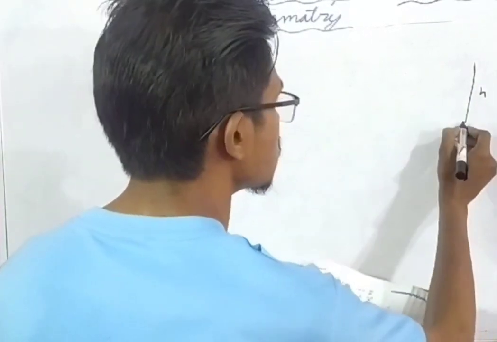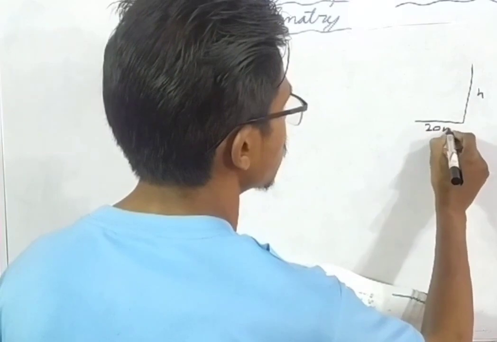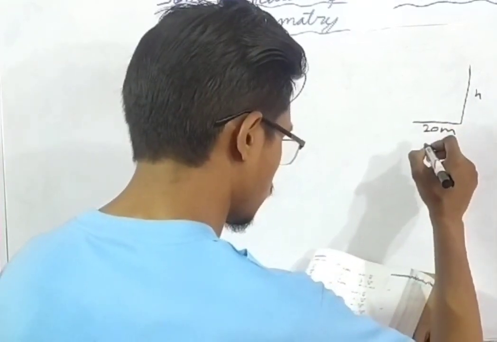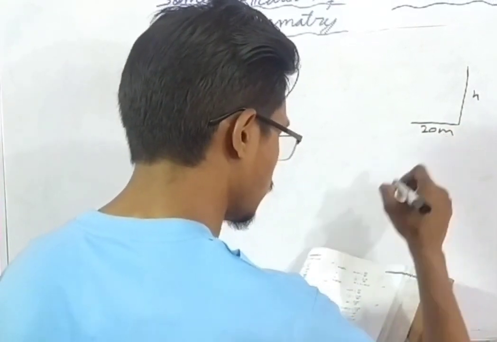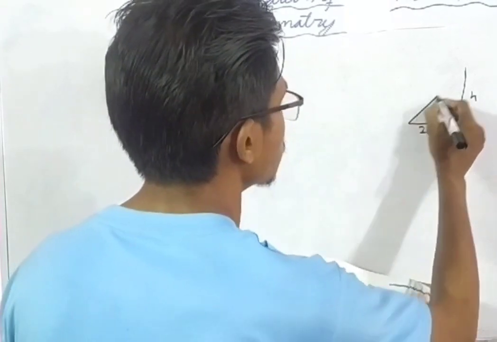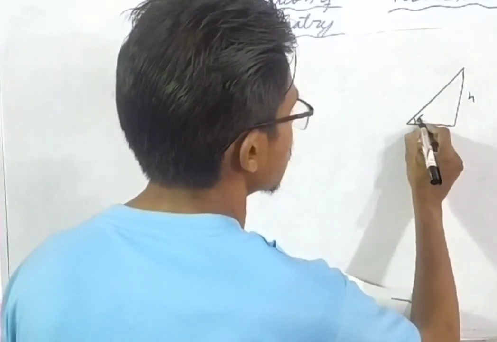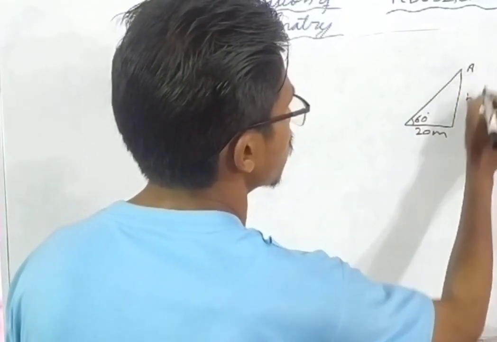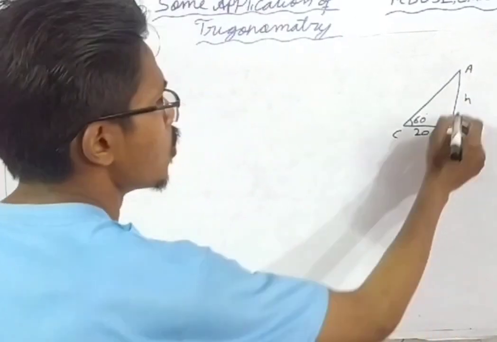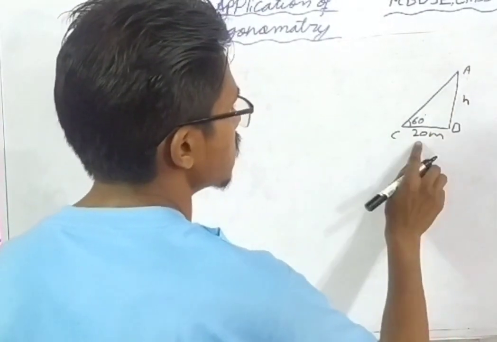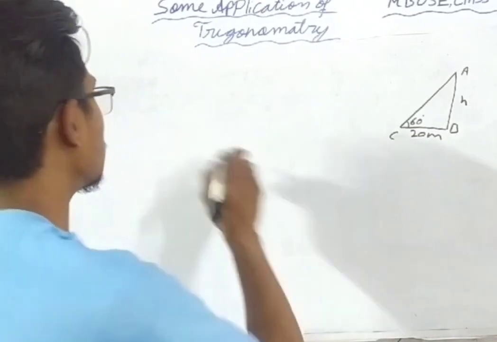After that, what is given? The base is given, 20 meter away, and the angle of elevation of the top of the tower is 60 degree. That means the angle of elevation is given here as 60 degree. So this one I'll put A, B and C. We have to find the height, and the base is given, and the angle is also given here.